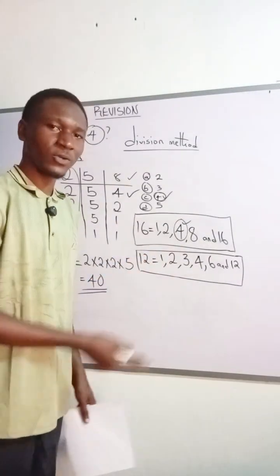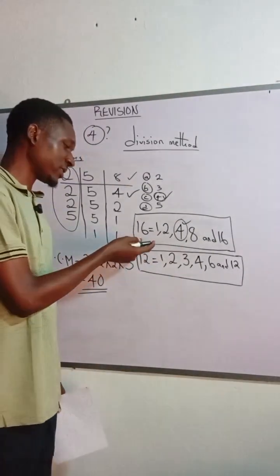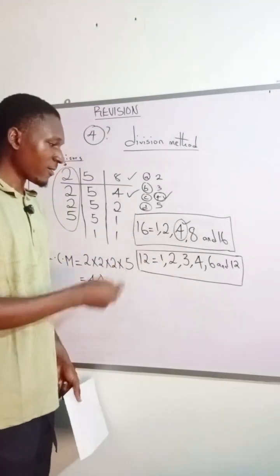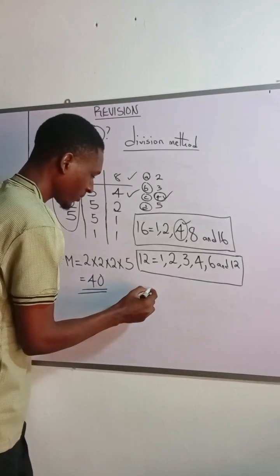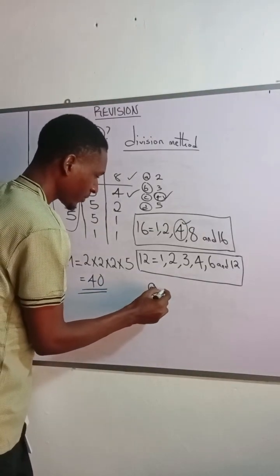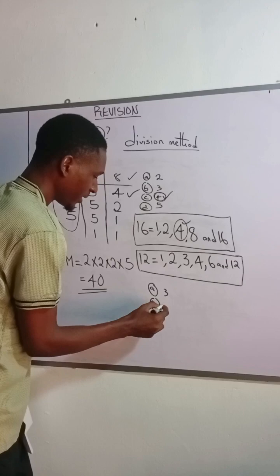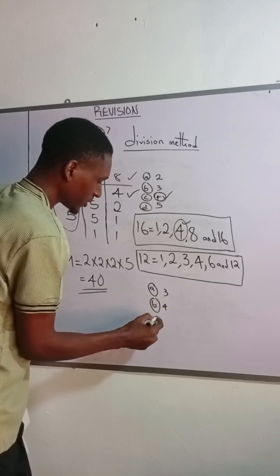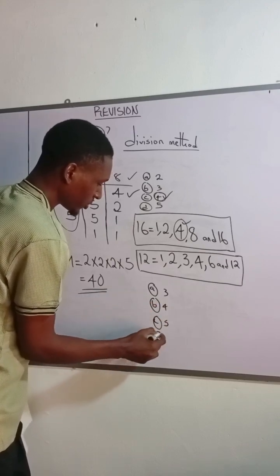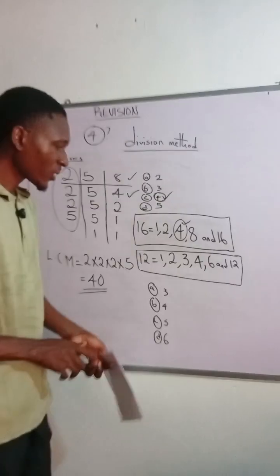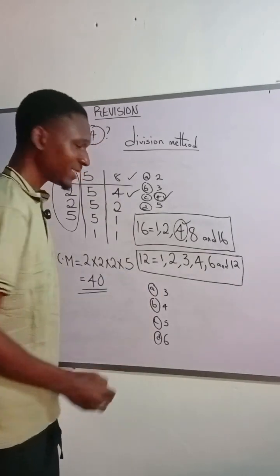Which of the following is a common factor of 16 and 12? I can write them like this for you. Option A 3, option B 4, option C 5, and option D 6. Which of the following numbers is a common factor?